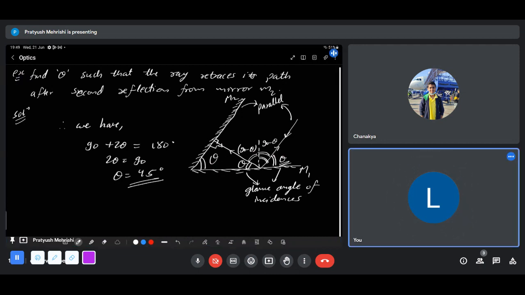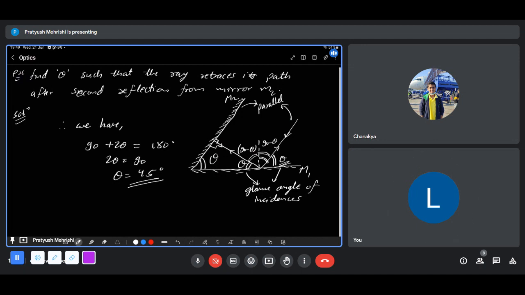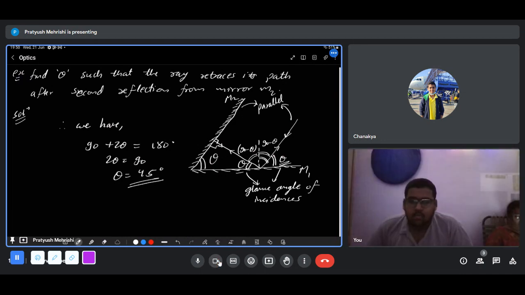Now, till now we have analyzed the image because of a point object. Now, if instead of a point object, any other bulk object, or we can say an extended object, is present, then what will happen?